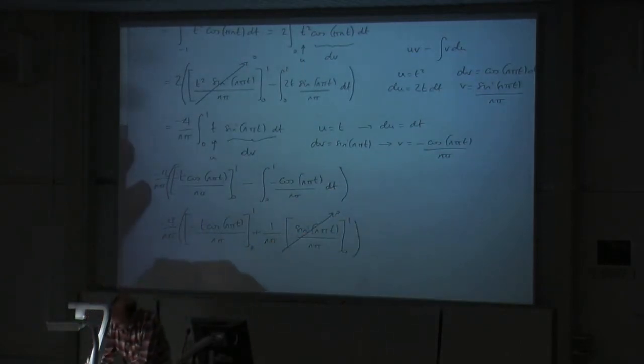So we end up with, this obviously minus comes out, becomes a plus, so that's 4. n pi times n pi is n squared pi squared. We end up with a 4 cosine of n pi.